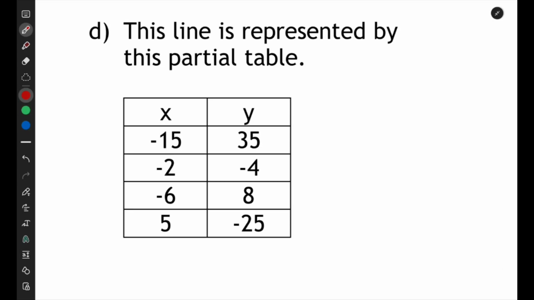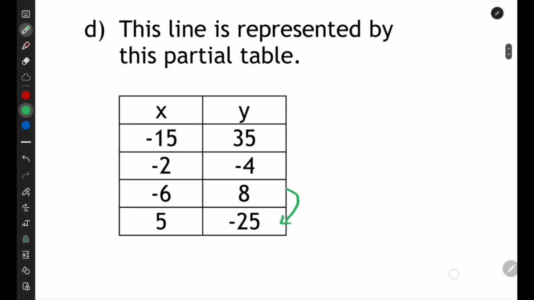So for the last part of question 1, we have this table, and it's jumbled up, right? My x values are not in any particular order. The y values are a mess. So we still need to do the same thing. We need to figure out how much y changes, and divide that by how much x changes.